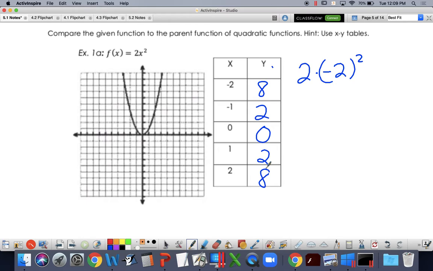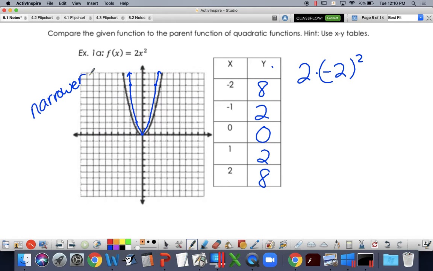Let's go ahead and plot these points. What I already have plotted on here is our standard x squared, and we're going to add our new function, 2x squared, over top of it. So how does this compare? We started with our parent function, the black one, and now we're at the blue one. How is it different? It's more narrow. That's exactly what I'm looking for.